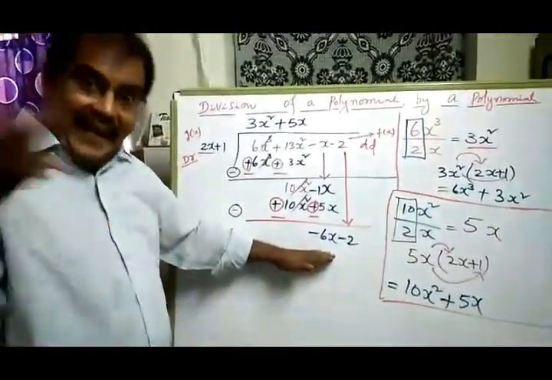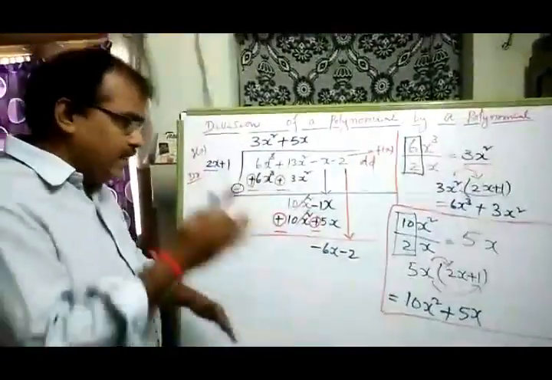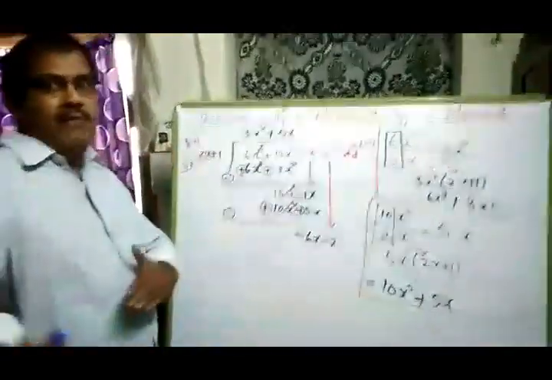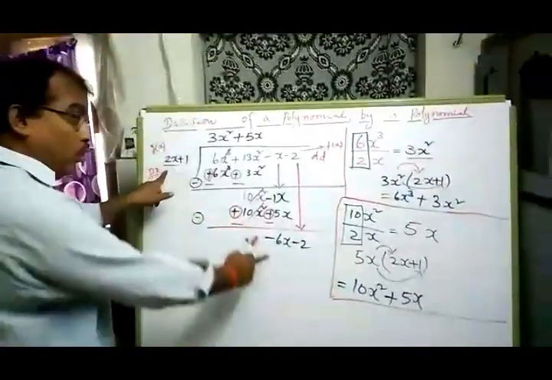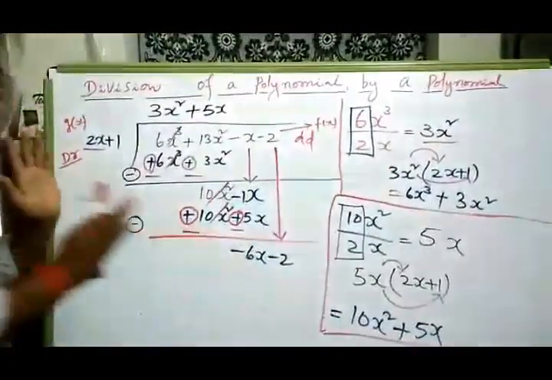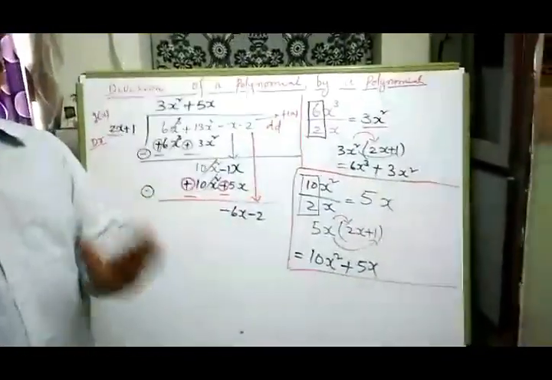Again it is a new dividend. That's why we should still perform division, because this is not the remainder. Both the degrees are equal, linear. If this degree is less than this one, then you can stop. That is the remainder.